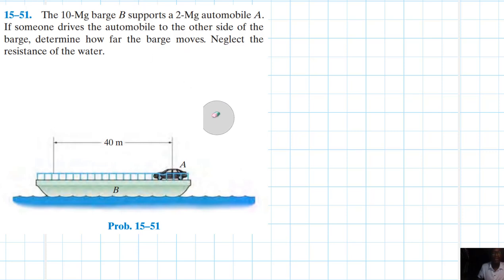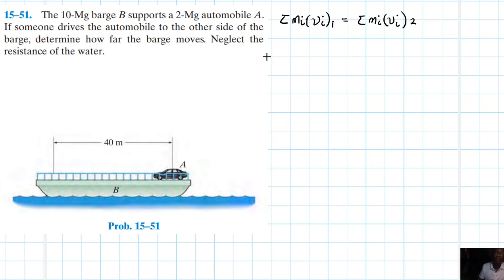The problem reads: the 10 megagram barge B supports a 2 megagram automobile A. If someone drives the automobile to the other side of the barge, determine how far the barge moves. Neglect the resistance of the water. So even here we're going to use the principle of momentum, which is described mathematically as shown.